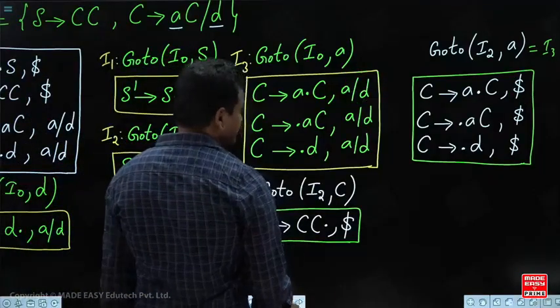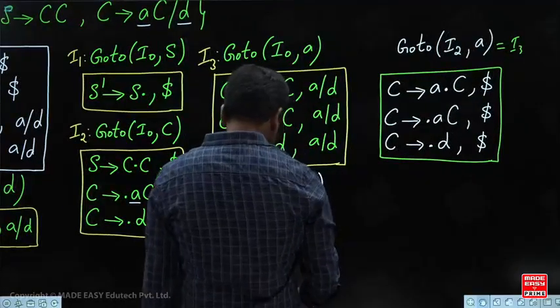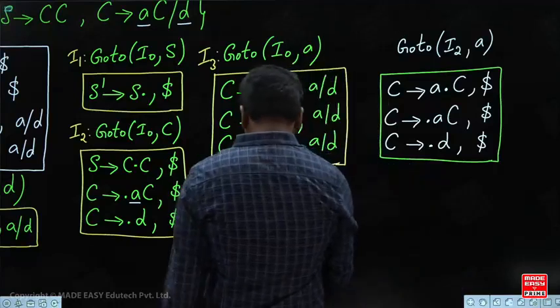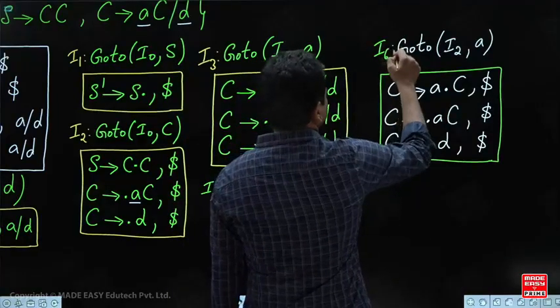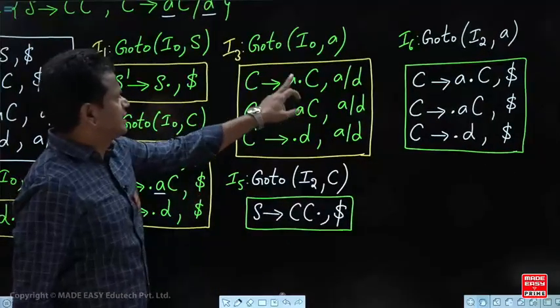So don't think that I will give this the I3 name. No, this is not I3. It is a different one. So you give the new name. Let it be I6, because I5 is already done. I6.